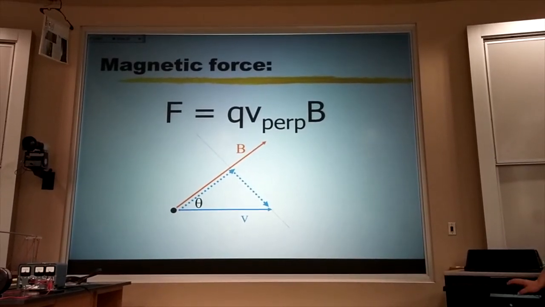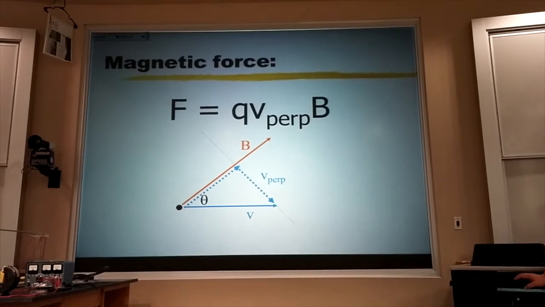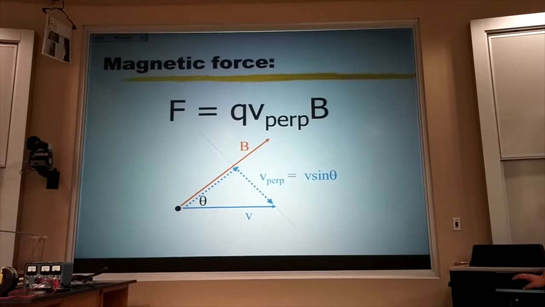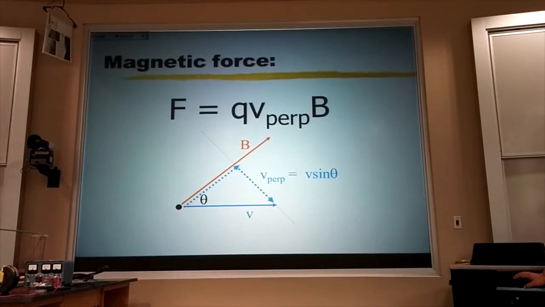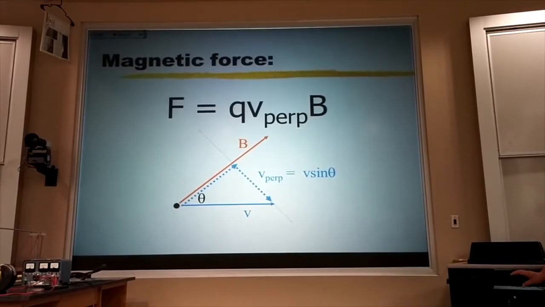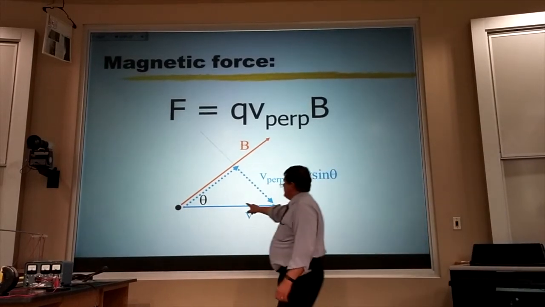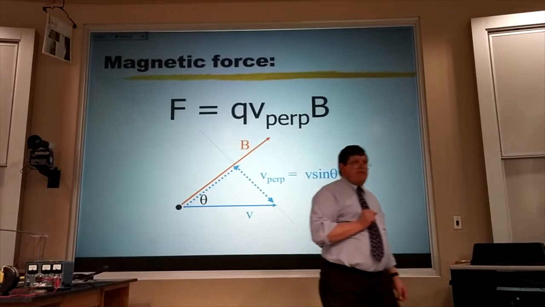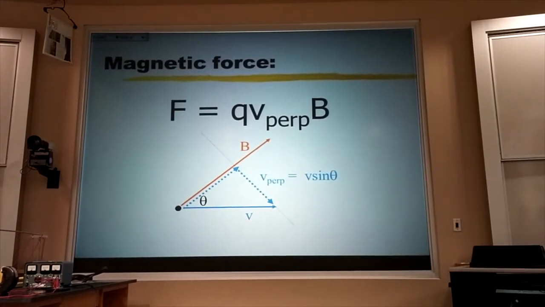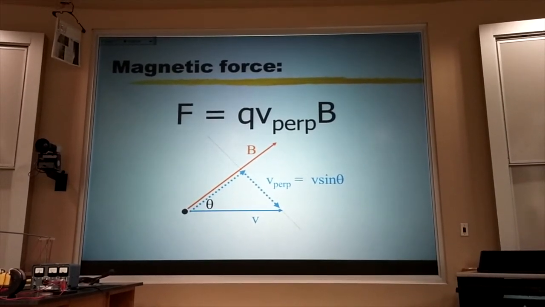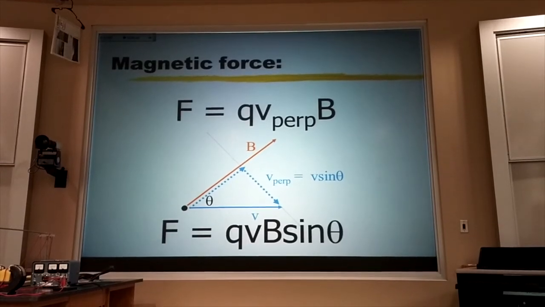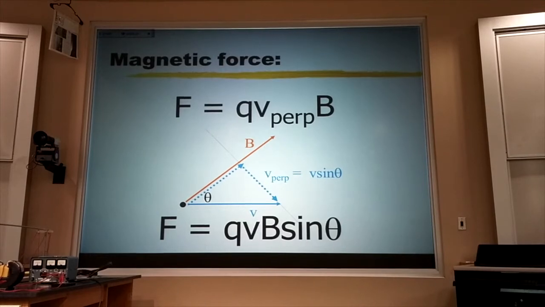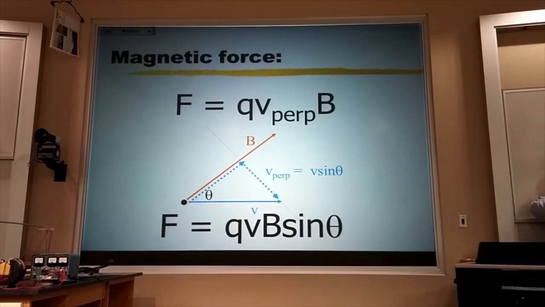Now it's only that perpendicular part that enters into my equation for the force. And I can see that that's the total speed, v, times the sine of the angle between these two important vectors, the velocity and the B field. Now, that gives me this equation for the magnetic force. And we often call this the Lorentz force.